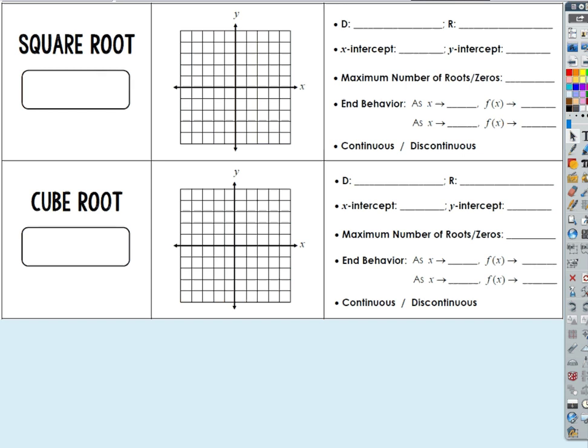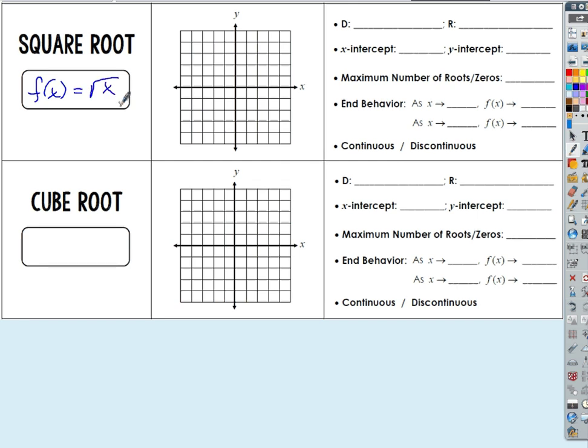Okay, so we left off yesterday, we went through, I think, the cubic function, right? And that's where we left off. So today, let's look at square roots and cube roots. Okay, so square root graph. Now, what do we know about a square root graph? So our function is going to be f of x equals square root of x.